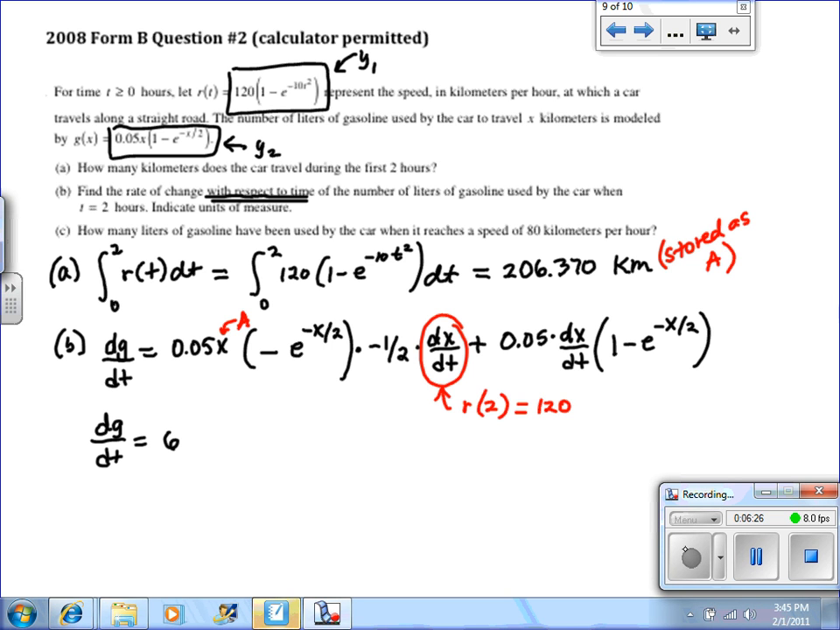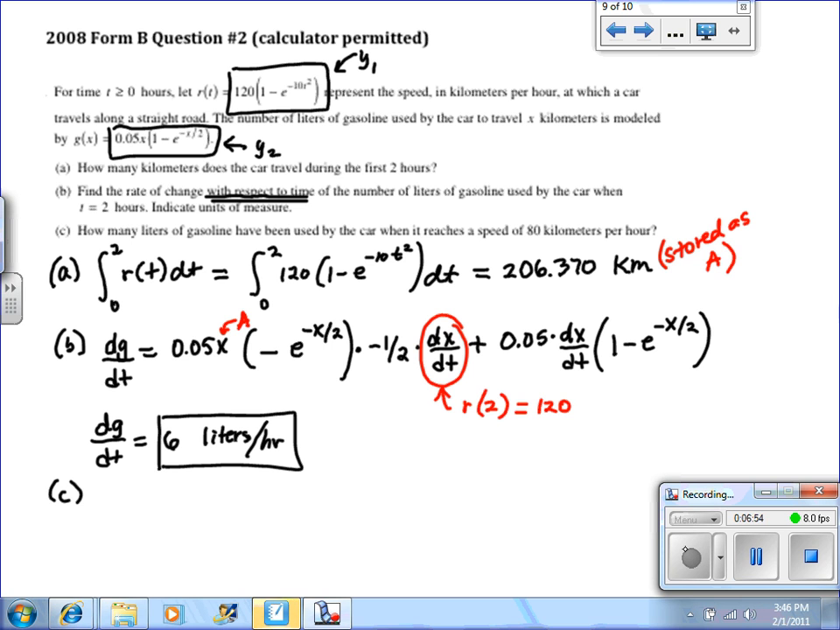Not nice and even, and you always want to think about the units. So G was in liters of gasoline, time was in hours, so it's liters per hour. Okay.